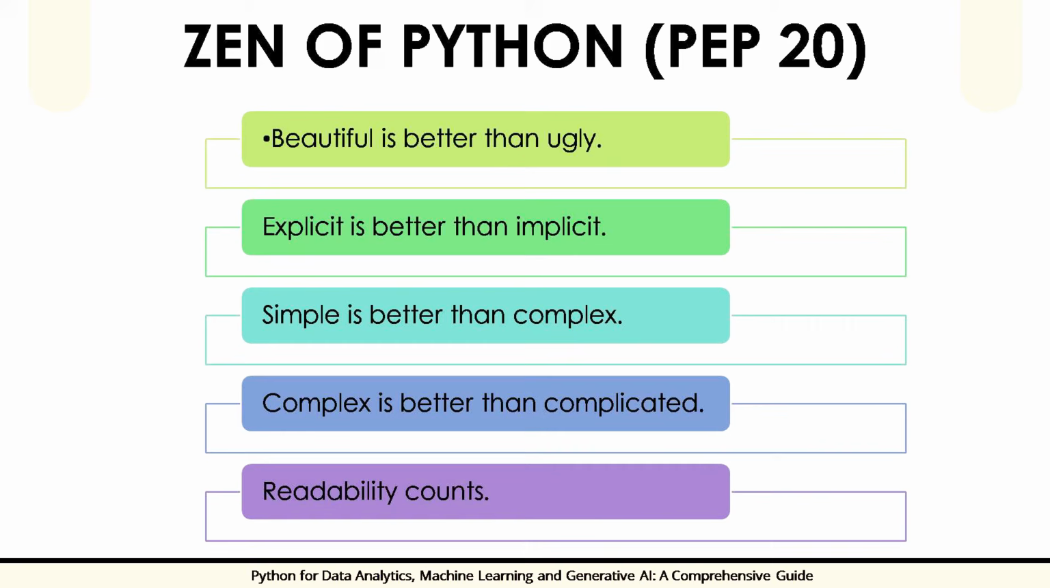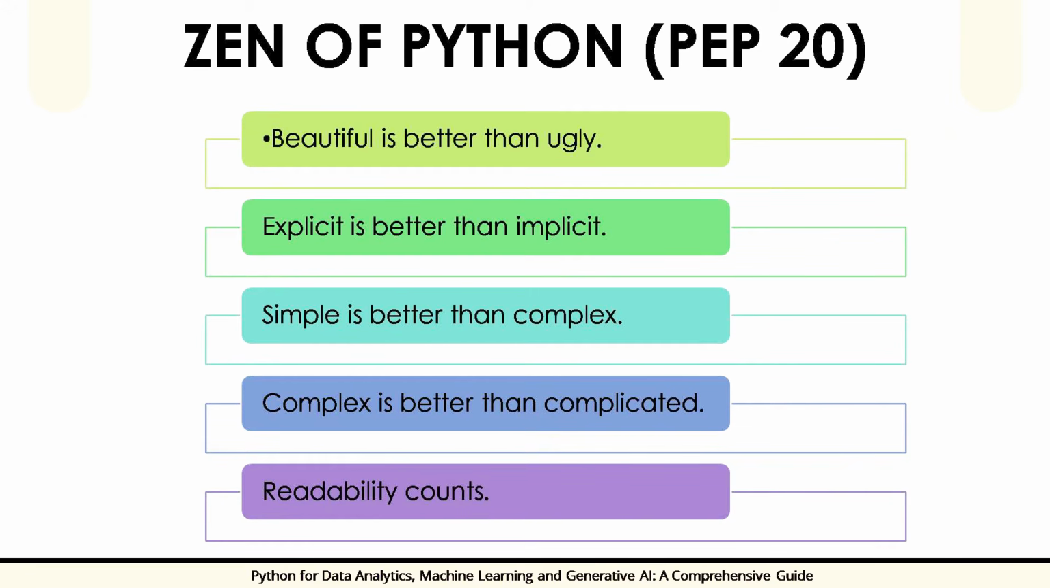The Zen of Python is a collection of guiding principles for writing computer programs in Python. It was written by Tim Peters in 2004 and is included as PEP 20, which is Python Enhancement Proposal. Instead of strict rules, it gives you a set of philosophies that encourage clean, simple, and readable code.